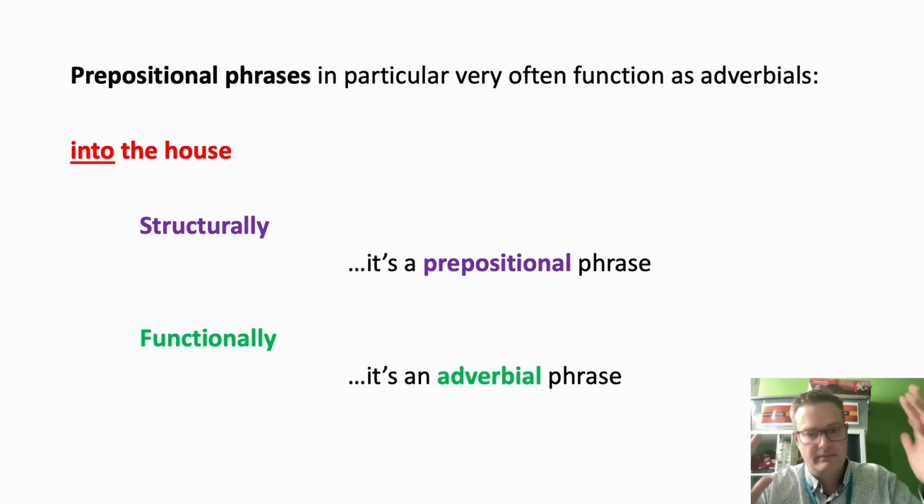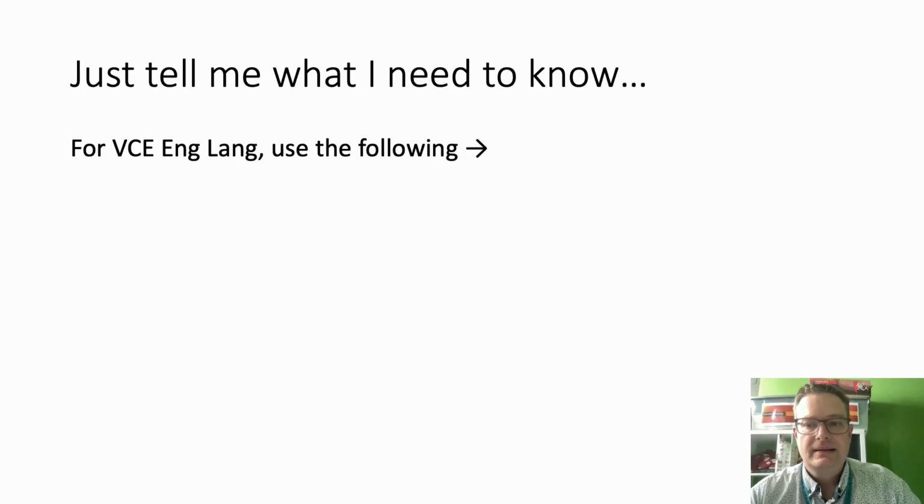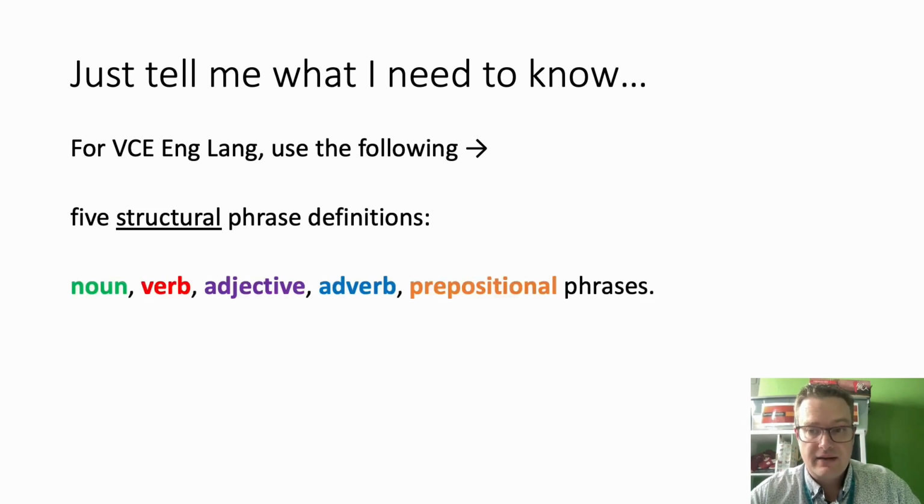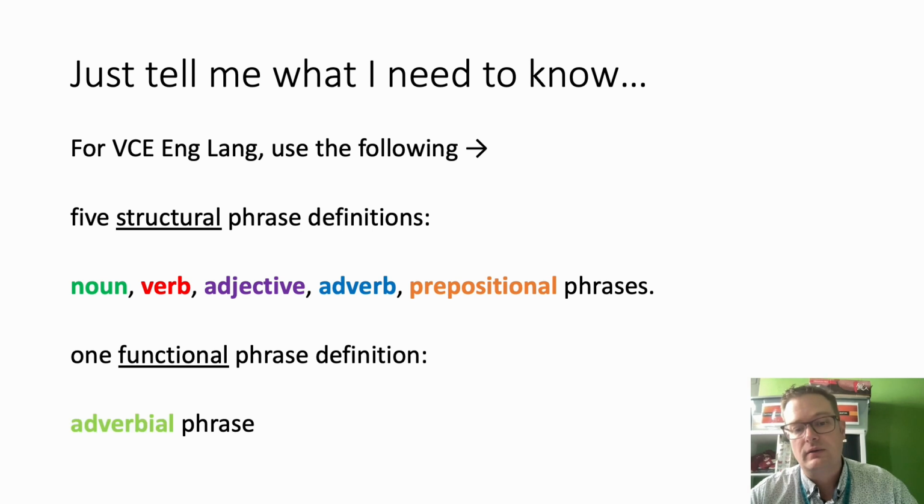All right, people going, just tell me what I need to know. Okay, for the sake of VCE Linguistics, you've got these 5 structural phrase definitions: noun, verb, adjective, adverb, and prepositional phrases, based on what is the head. And then there is one functional phrase definition you're going to use as well, which is adverbial phrase, a phrase that acts like an adverb. Oftentimes, it's going to be structurally a prepositional phrase, but it's acting like an adverbial phrase.